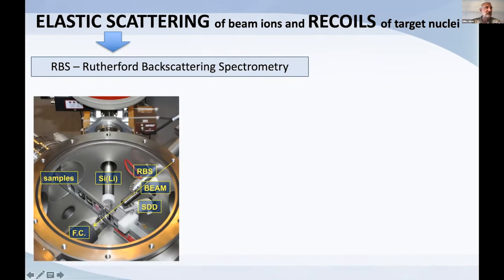The most suitable for Rutherford backscattering are protons and alpha particles, and therefore PIXE and RBS are always performed simultaneously, because this combination can give you much more information.